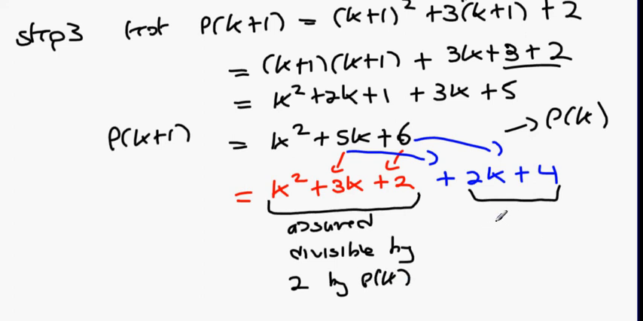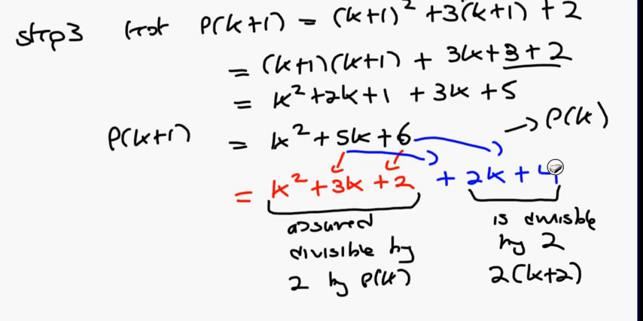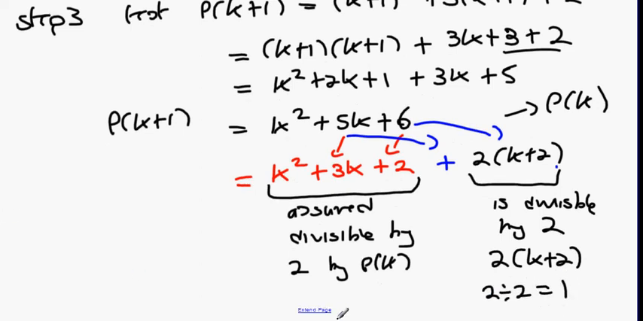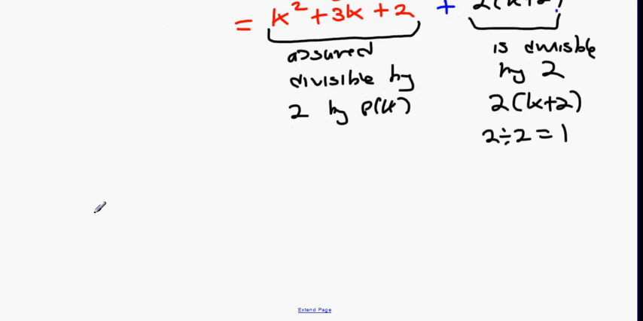And this one here is divisible by 2, as it's the same thing as 2 times (k plus 2). Now you can change your 2k plus 4 into 2 times (k plus 2). Hence 2 divided by 2 equals 1. Now you've proved that both parts of P of k plus 1 are divisible.